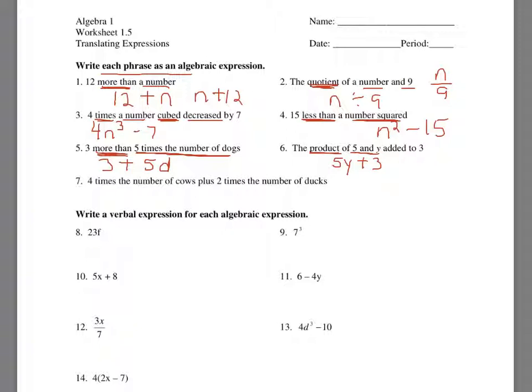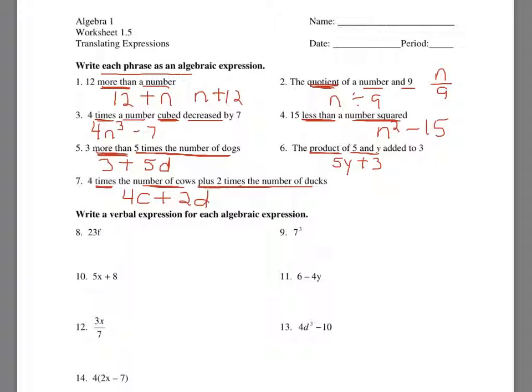All right, last one we'll do together, and then I'm going to let you try these. Okay, 4 times, that's multiplying, the number of cows, so 4 times the number of cows, so 4c, plus, that's addition, plus 2 times the number of ducks, so 2d. We'll let d be ducks.